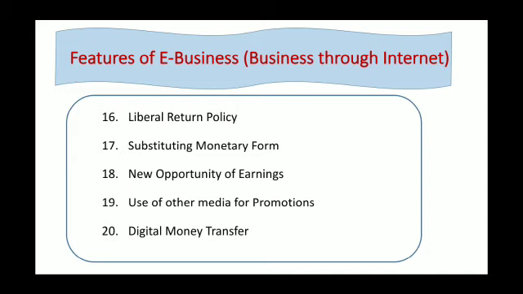Then the last one is digital money transfer. It is a feature of electronic business. Everything you can transfer digitally. Money can be transferred digitally for purchasing products through debit cards, credit cards. This everything you will be studying in the next unit. Unit 5, electronic payment system is there. In that you will be learning in detail about digital money transfer. Okay, these are the main features of electronic business.